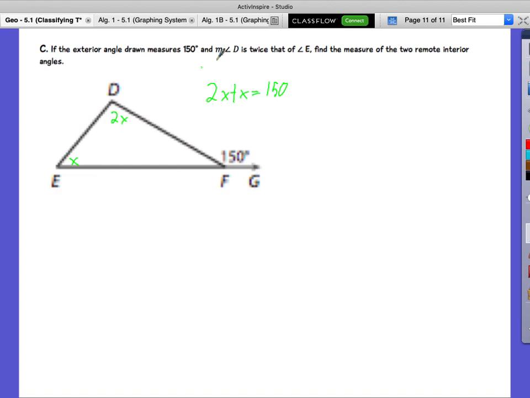We know angle D is twice the measure of angle E. We don't know either of them yet. We can call them anything. So Owen called it x. If we call E x, well, D is twice that, so 2x. Now we know the sum of the 2 remote interior angles, x plus 2x or 2x plus x, is equal to the exterior. So then we can solve from there, find x is 50, so on and so forth. Questions on that?